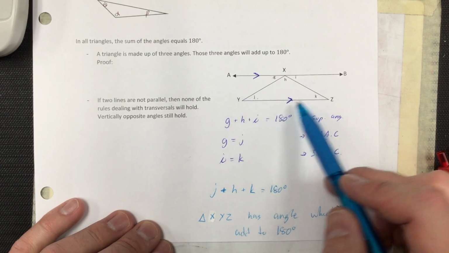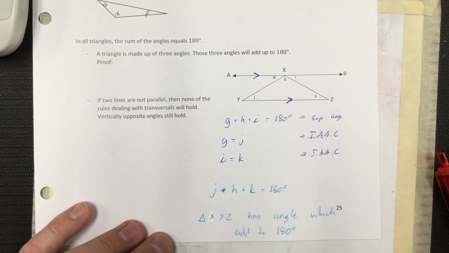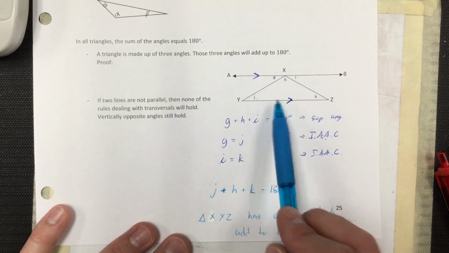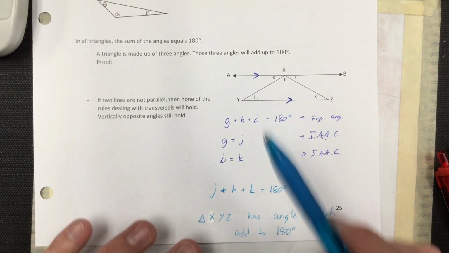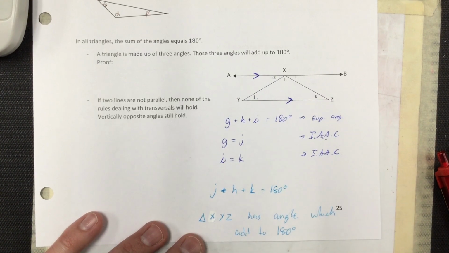So that is how we can prove it. Just a short little proof on supplementary and interior alternate angles being congruent. And again, if these 2 lines are not parallel, then it's all out the window. We can't actually use that. But because we made them parallel, that's how we can prove that this in fact works.